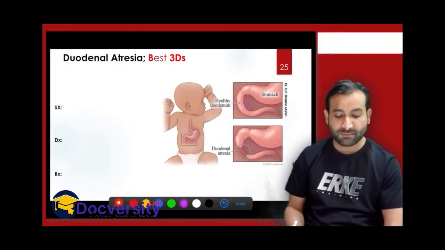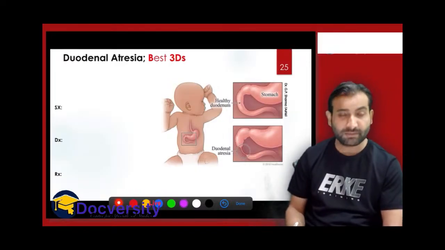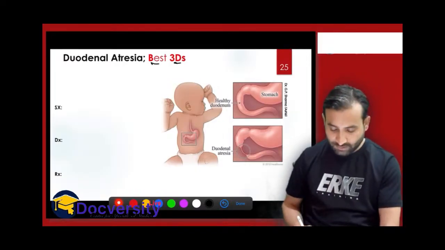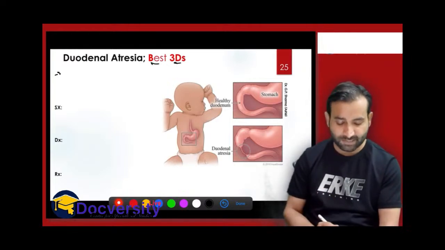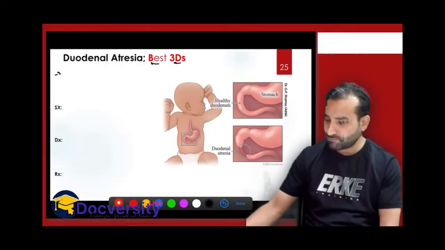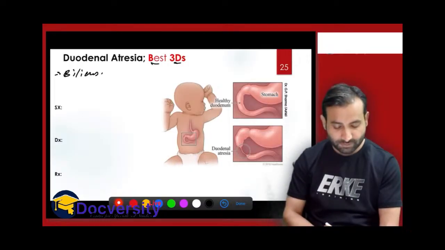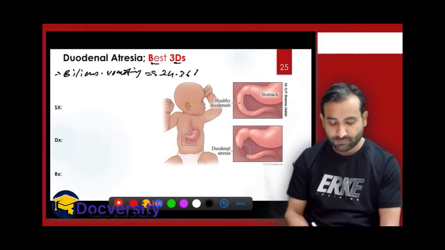So now let's go to the duodenal atresia versus the pyloric stenosis, okay? So in the duodenal atresia, you have to remember BEST 3Ds. What are those BEST 3Ds? BEST 3Ds means duodenal atresia. You have to remember, let me check my notes first. Okay, so B means what? Bilious vomiting, B-I-L-I-O-U-S, bilious vomiting, and it usually presents within 24 to 36 hours.